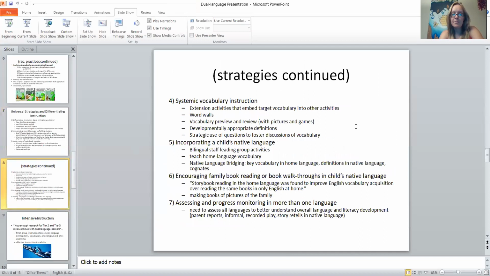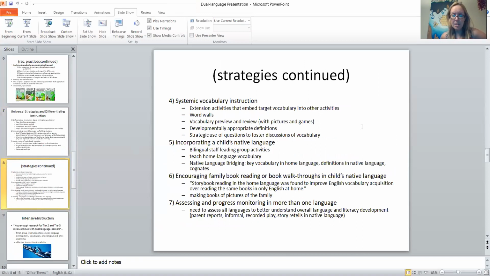They continue on. The fourth one they mentioned is systemic vocabulary instruction. So this is when you can have extension activities that embed target vocabulary into other activities. So if you're working on a science lesson with different vocabulary, use it in the art lesson as well. Use that science vocabulary and put it into the art one. That includes word walls, which can also include pictures, and vocabulary preview and review. So using different words with pictures, with games, reviewing the vocabulary, really even before they're getting into it in a text, reviewing it with them.